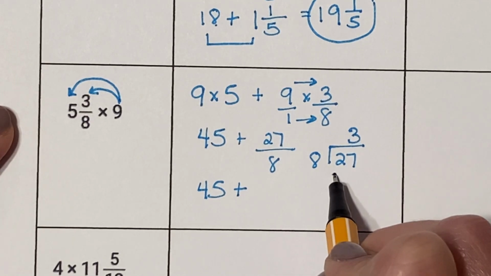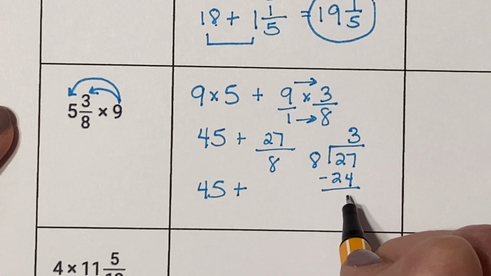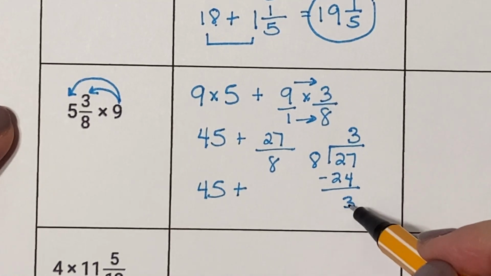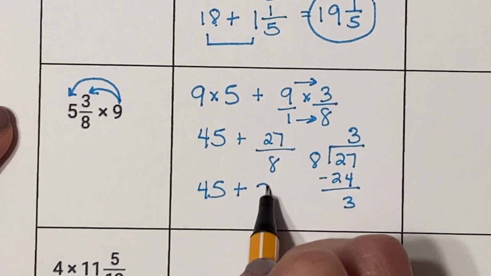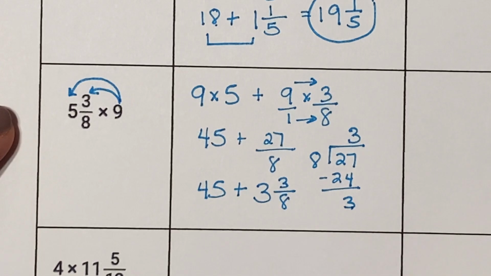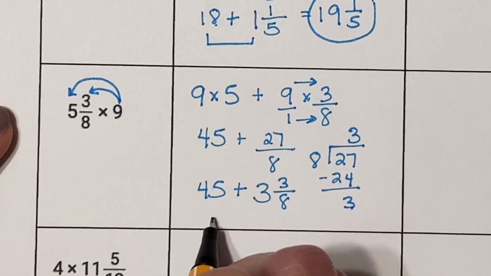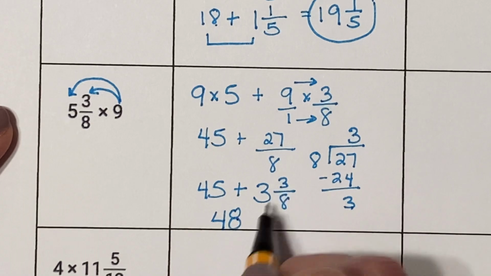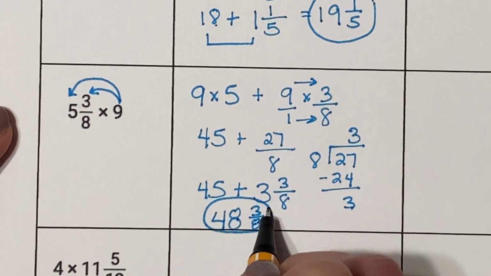3 groups of 8 is 24, so we'll take out that 24. We're left over with 3. This is my numerator, this is my denominator. So it goes in 3 whole times, 3 over 8. So 27/8 is the same thing as 3 3/8. Now I can add my whole numbers together. 45 plus 3 is 48, and then my fractional part is 3/8. We'll smush that in right there.